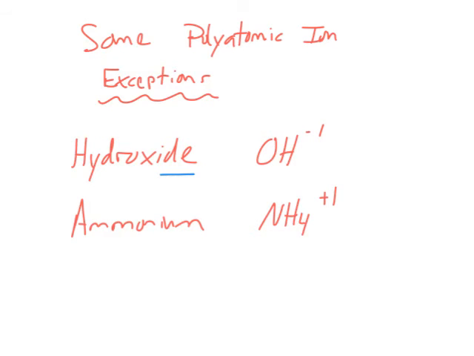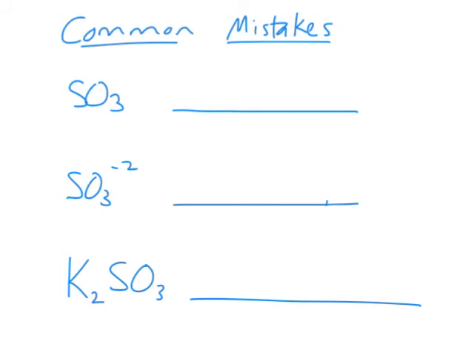Alright, now let's talk about a few common misconceptions. One of the most common mistakes when first learning how to do naming and writing compounds is confusing when it's a polyatomic ion or when it's a compound. The first example is actually a compound, and the way I know is there's no charge. Where SO3 with a 2- charge, that's a polyatomic ion. And I'm going to treat them very differently.